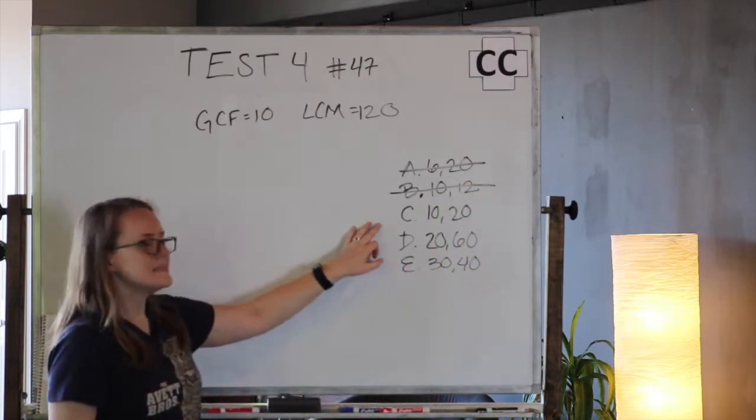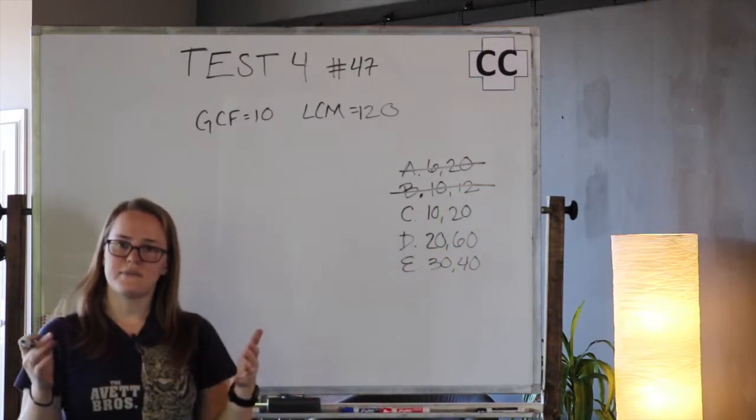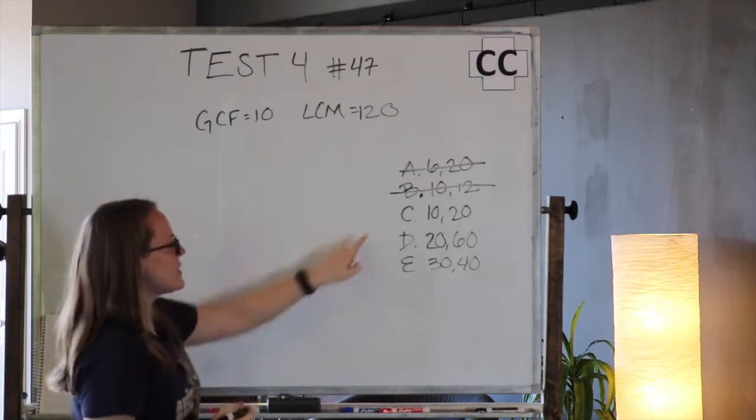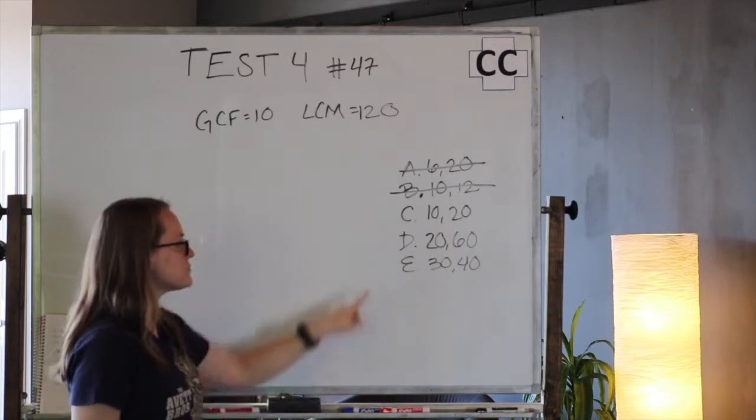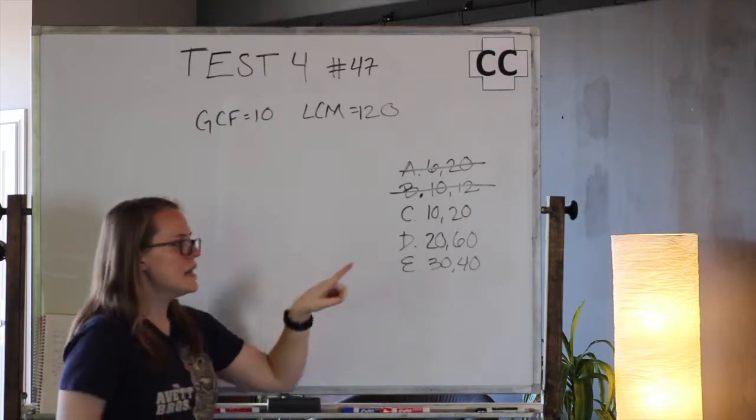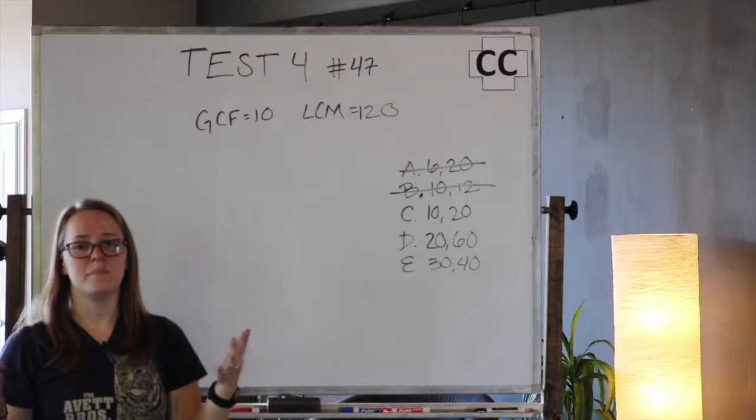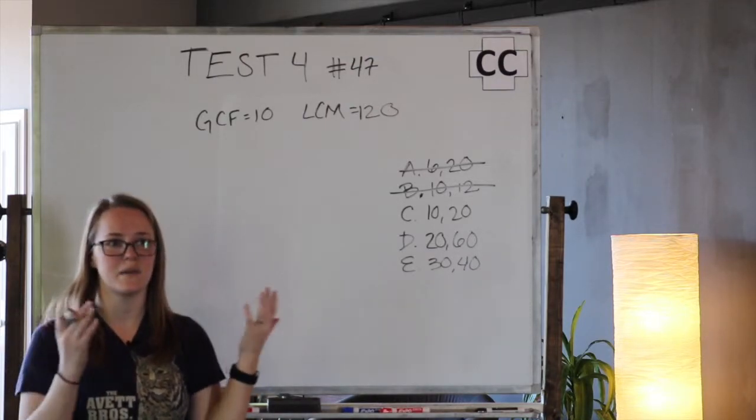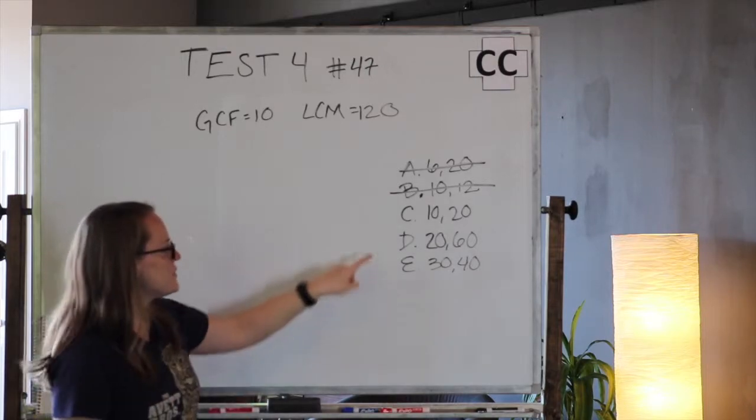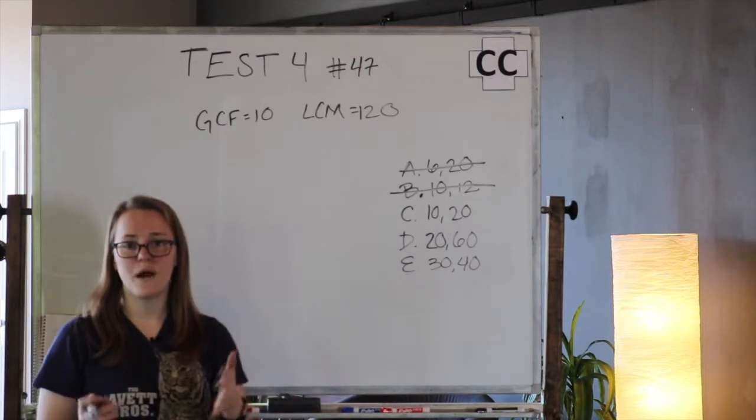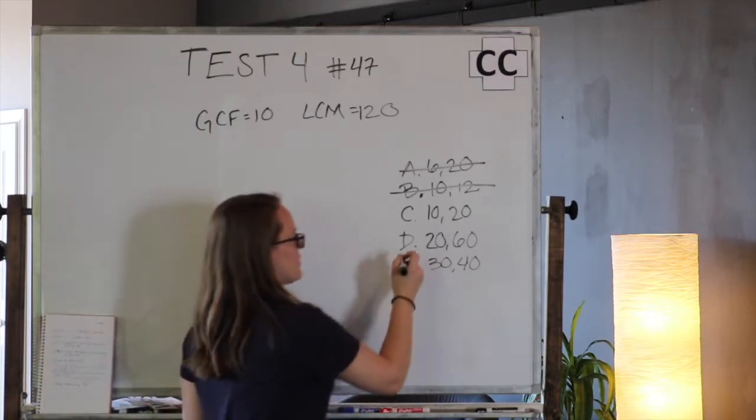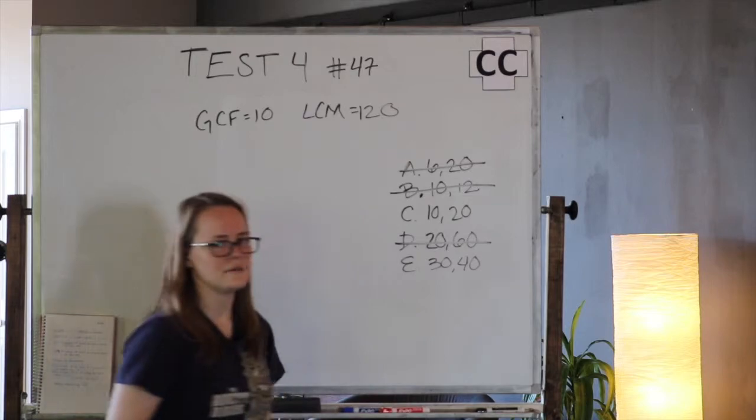Now in this case, 10 and 20, the greatest common factor is 10. That's the largest number that they can be evenly divided by. So that one we'll leave up for now. Now 20 and 60, we can divide both of them by 10, but there's a larger number they can both be divided by. 20, right? 60 divided by 20 is 3. So since both of these numbers can be evenly divided by 20, that's the greatest common factor of this set, not 10. So we can go ahead and cross off option D as well.